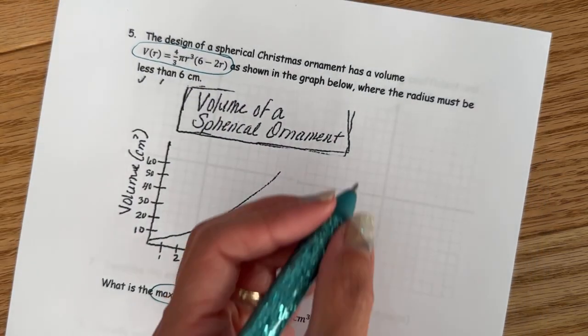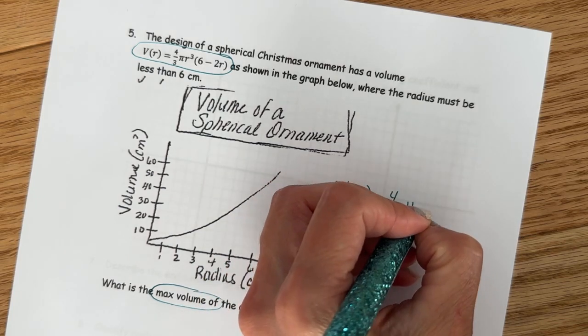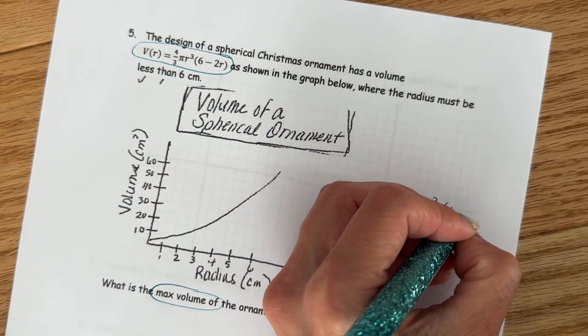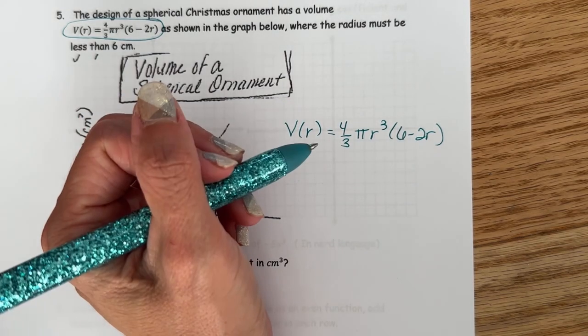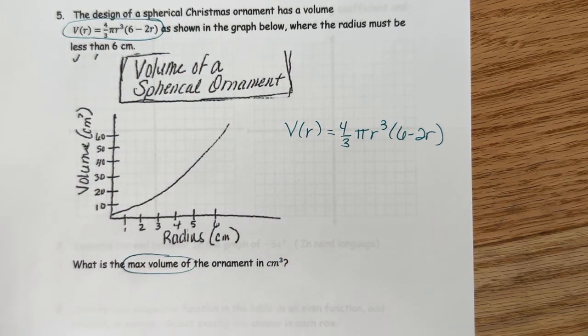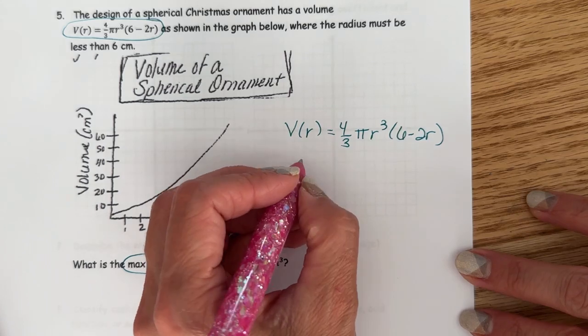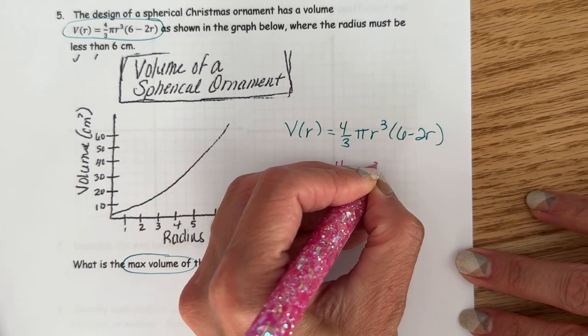So let's rewrite that function down. V(r) = 4/3 pi r cubed times (6 - 2r). Just like the last quiz we took, we have factored form. We can find the domain, which will give us the zeros, and if we know what x values we're using, then we can figure out which one is the maximum, which one's the biggest one. So I have to set this equal to 0 to find the zeros, my domain.